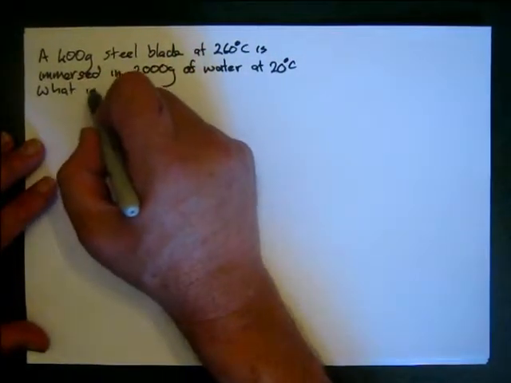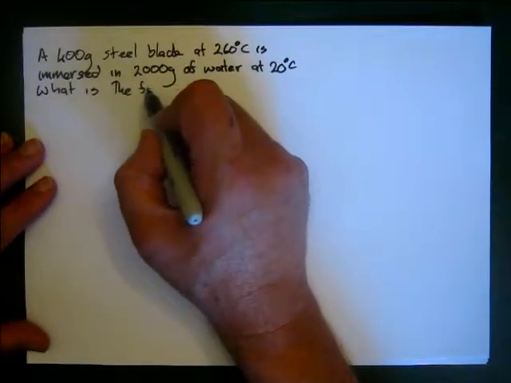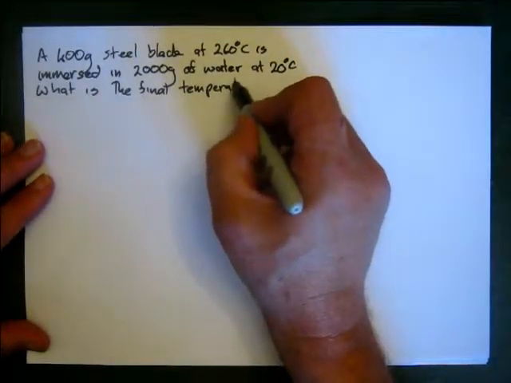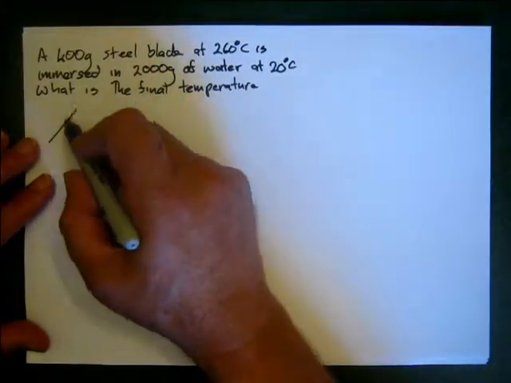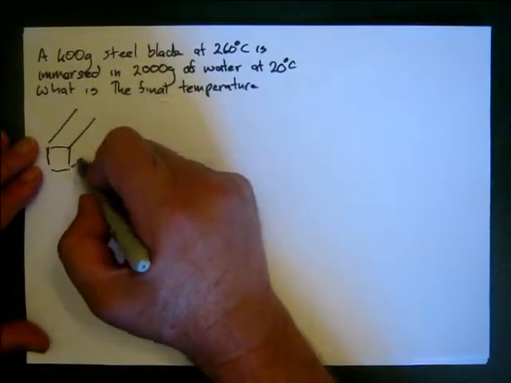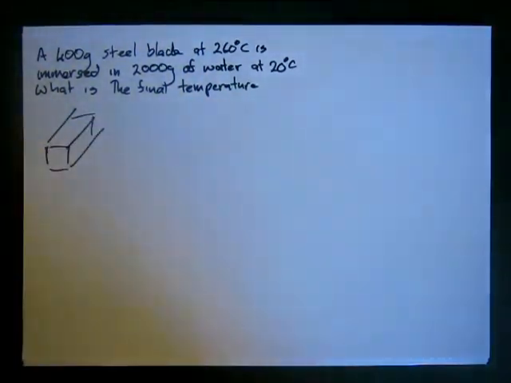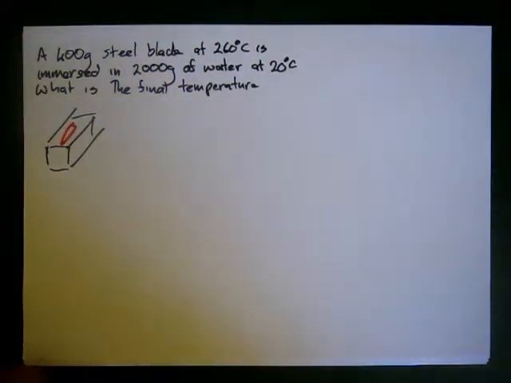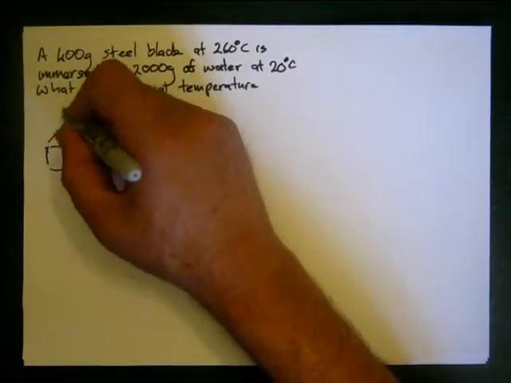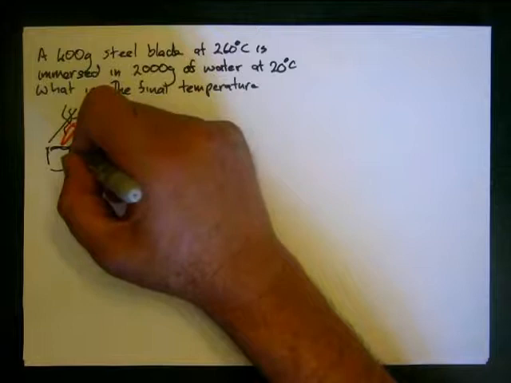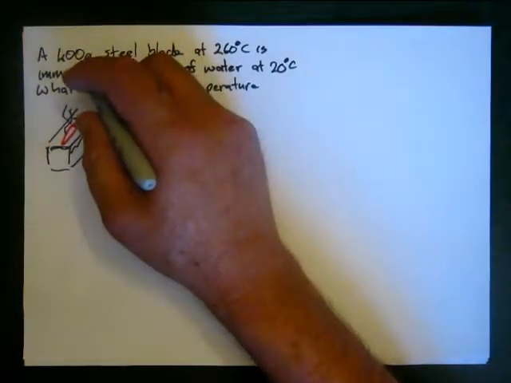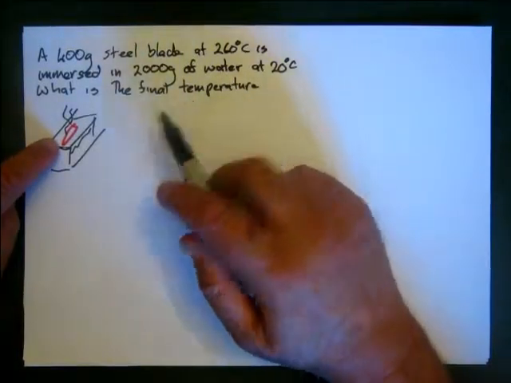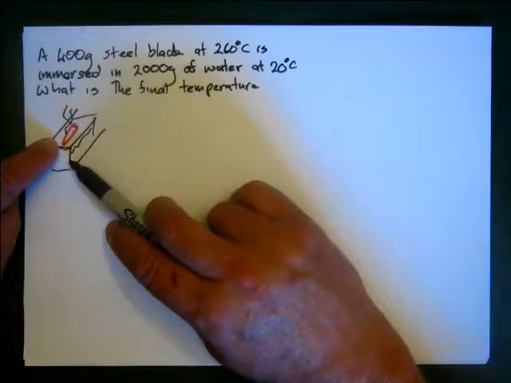So, final temperature. Basically, we're making a steel blade or plowshare or something. We have some water. We drop a red hot blade in there. Well, it's not actually red hot, but there's this. And we're going to assume that this is an adiabatic reaction. What that means is no heat is lost to the outside atmosphere. So we're going to assume that all of the heat from the blade goes into the water.